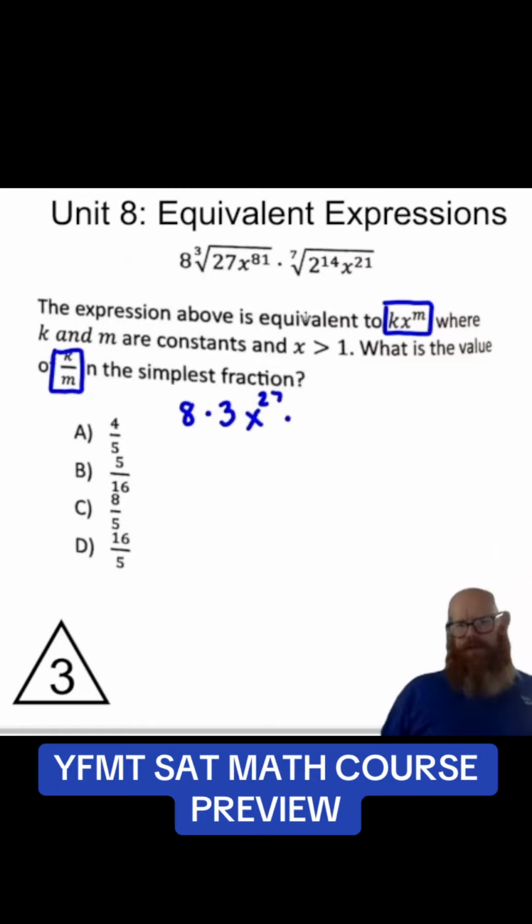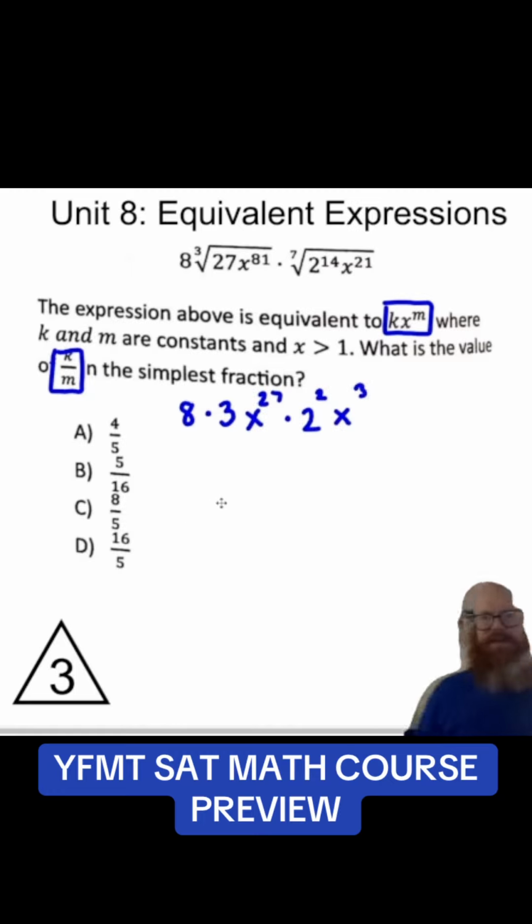Now I've got times, now I've got the 7th root of 2 to the 14th. So I can do the same thing. 7 goes into 14 twice, so I'm left with 2 to the 2nd power. And 7 goes into 21 3 times, so I'm left with x to the 3rd power.